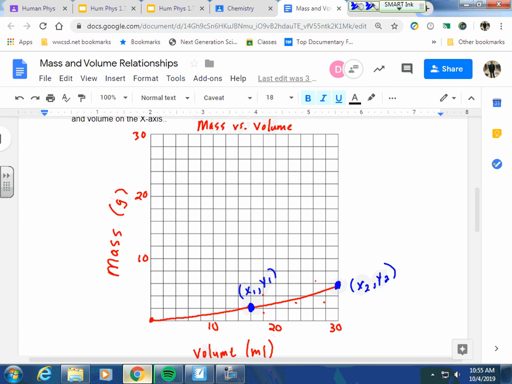If I'm looking along the x-axis, going across here, the first spot comes down and hits at about 16. Okay, so 16. And then for my second one, that hits at like 30. Okay, so those are my x values. This would be x2, and this would be x1.